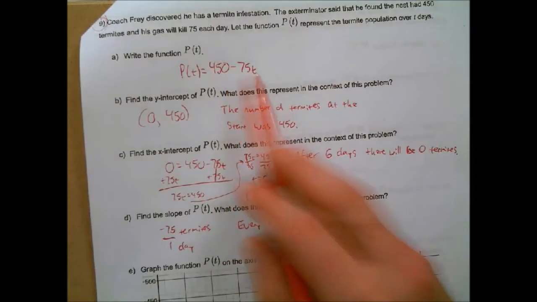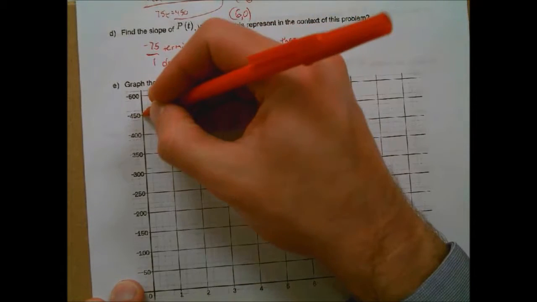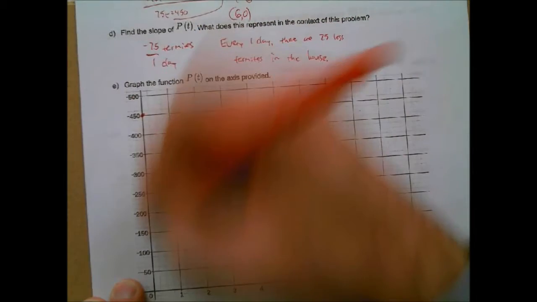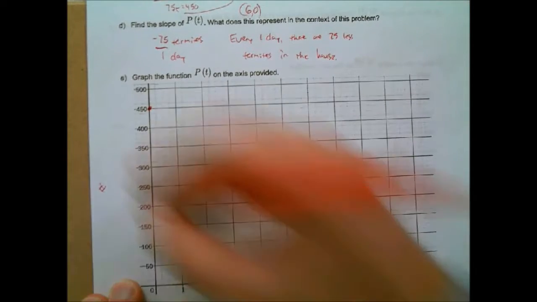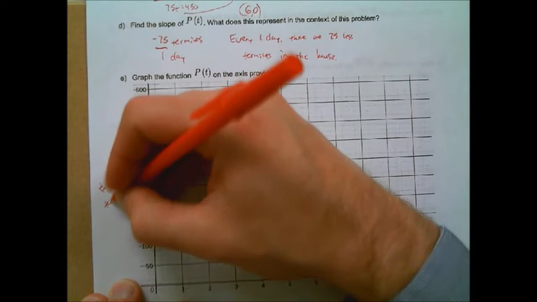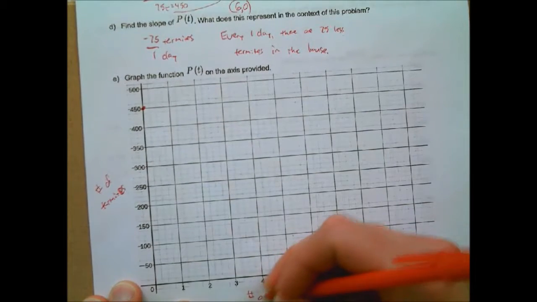So where should we start here? 450, and we'll put a point right there. By the way, what's the y-axis label again? It's a number of what? Termites. And what's the x-axis label here? Number of days. Yeah, we should have those labeled. I think the last one we did, but this one did not.